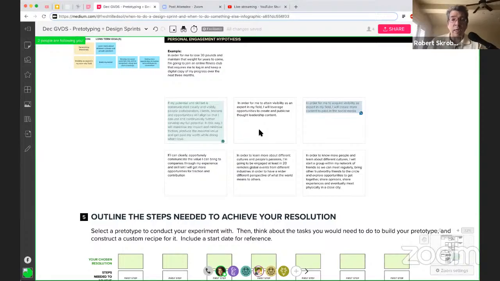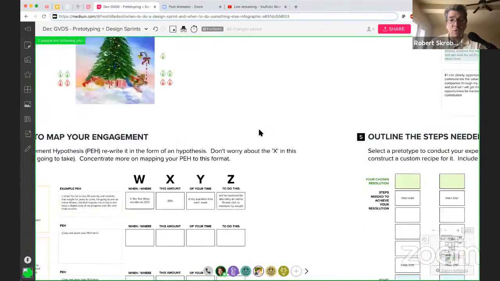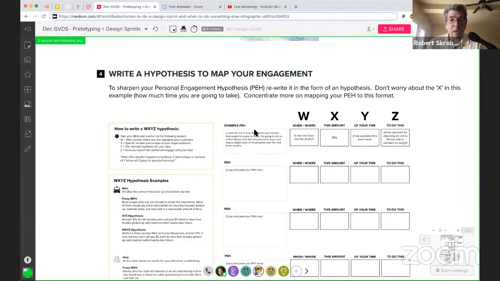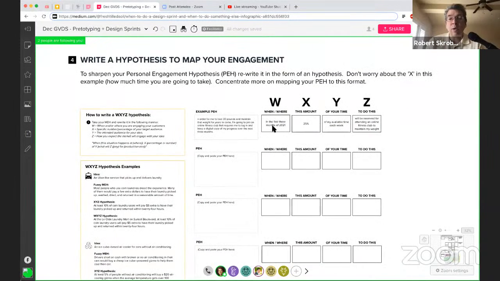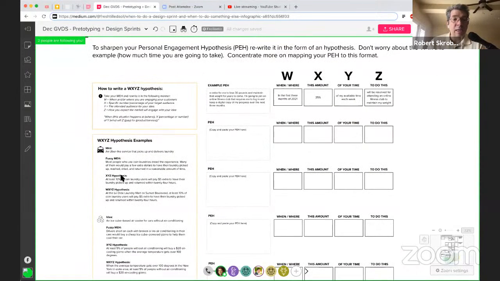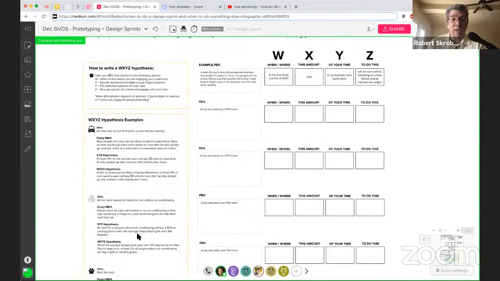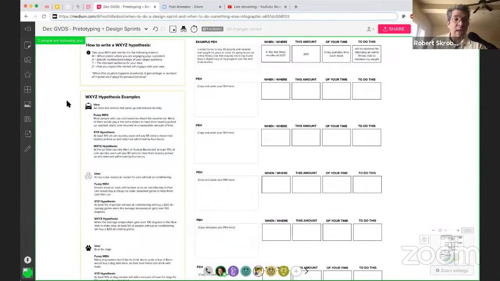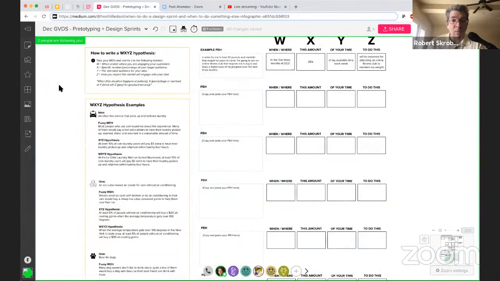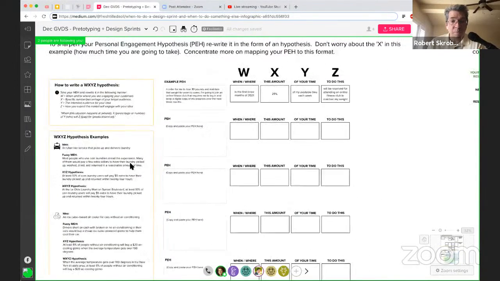There's still one person working on it, but I'm going to direct your attention down to step 4 down here, where you can write your hypothesis to map your engagement. So this is literally taking the XYZ, but reframing it in a different way. I included the examples of how to create an XYZ hypothesis from the book just for educational purposes, so you can see how it's done, especially if you add a W to it.